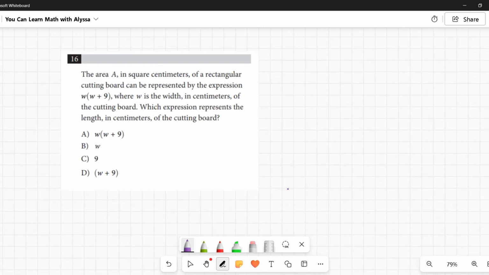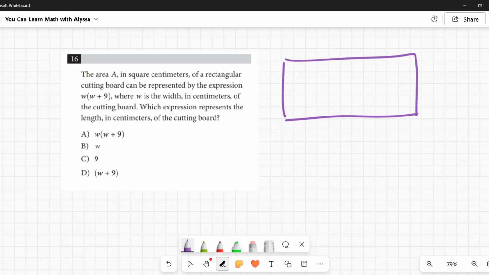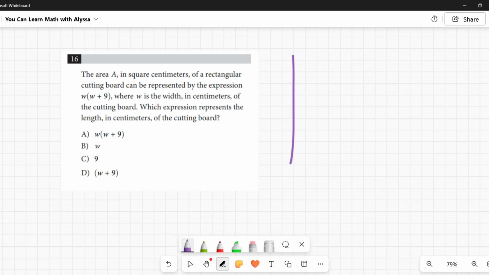Number 16. The area A in square centimeters of a rectangular cutting board can be represented by the expression W times W plus 9, where W is the width in centimeters of the cutting board. All right, I'm going to draw this just so I can see what's going on. So I've got a rectangle, and I'm told W is the width. I'm going to draw it more like this because when they say length times width, I'm always like, well, which one's which? It doesn't really matter. But I'm going to call width this one.